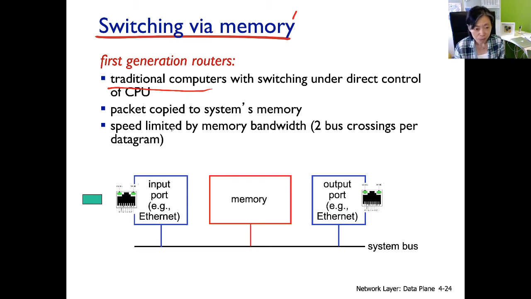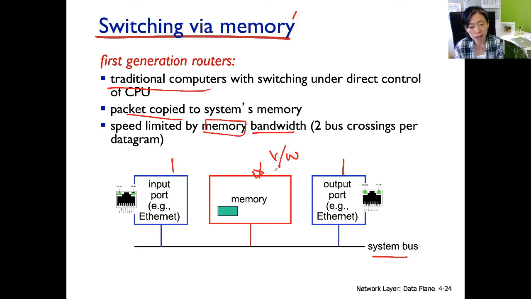So similarly here, we do have a packet in the input port, and we want to push it to the output port. The packet is going to be copied to the system memory here in the middle, through the system bus. And then from the memory, copied to the output port's memory. So the speed of moving the packets is limited pretty much by the memory here: the speed to write and the speed to read. Now, this is usually very slow, and the cost of the memory is also high.